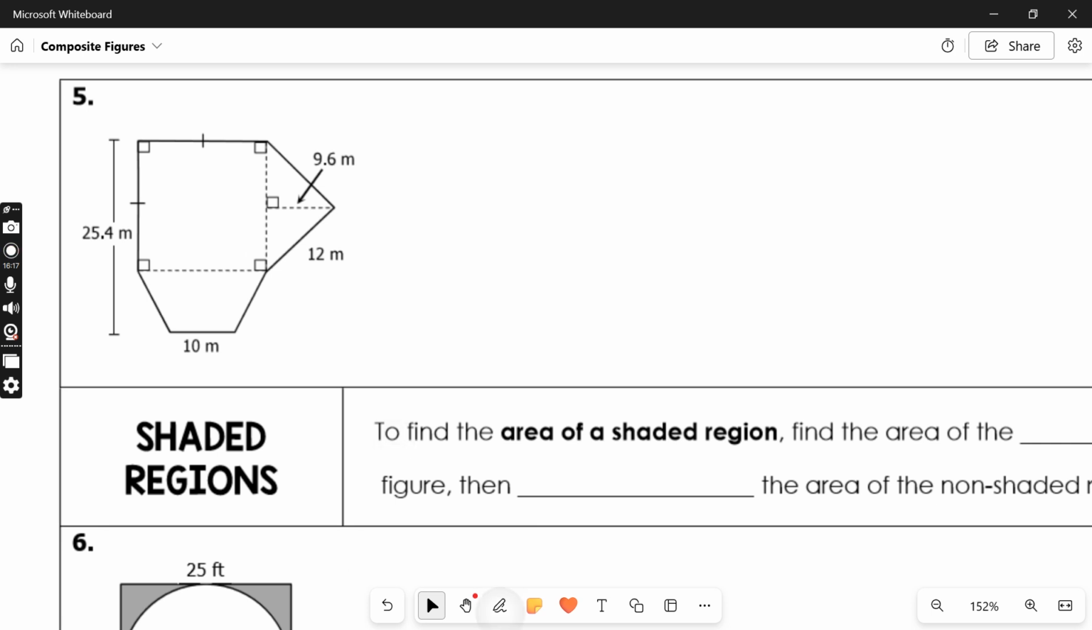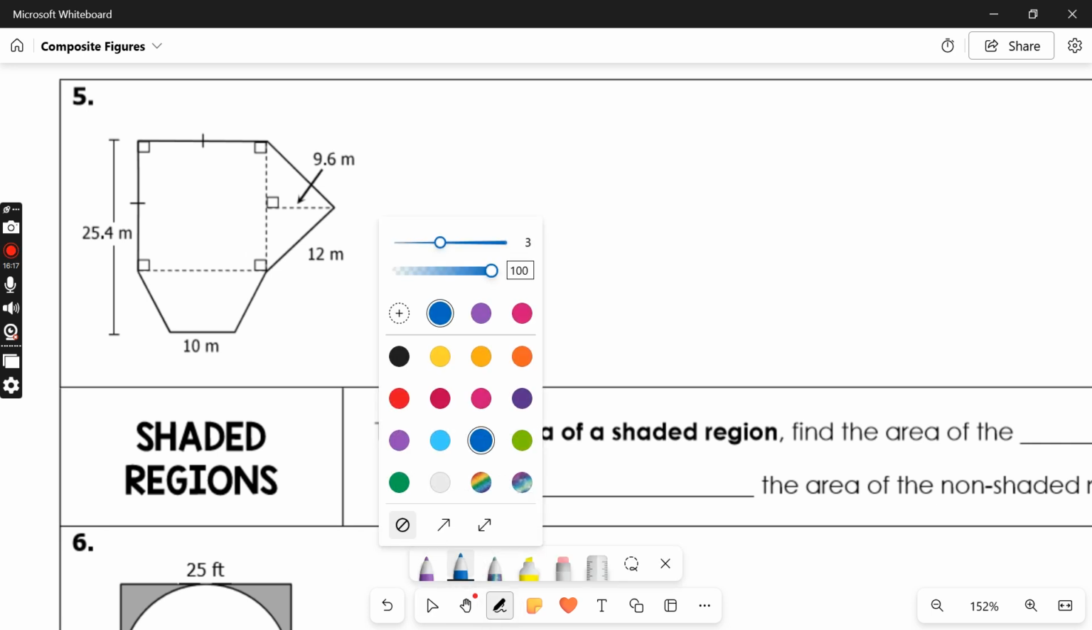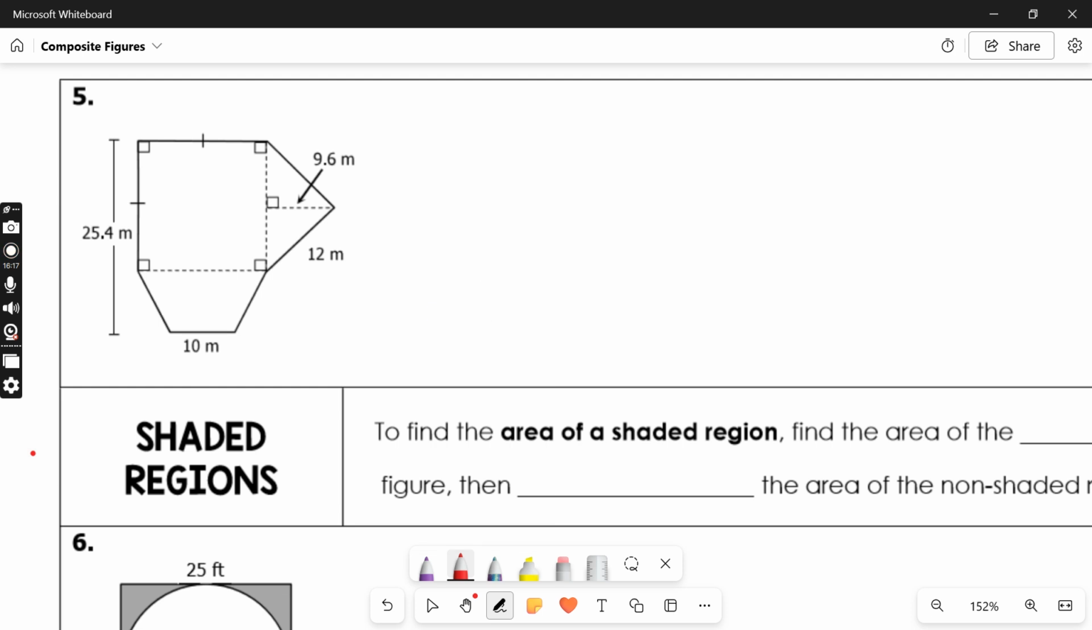So, going on to number 5. Number 5, again, we have 3 sections. It looks like a square here in the center, a trapezoid here, and a triangle here. There's a lot going on with this one. Okay, so we know this piece is 9.6. We know all of these are the same. We know this piece is 12.